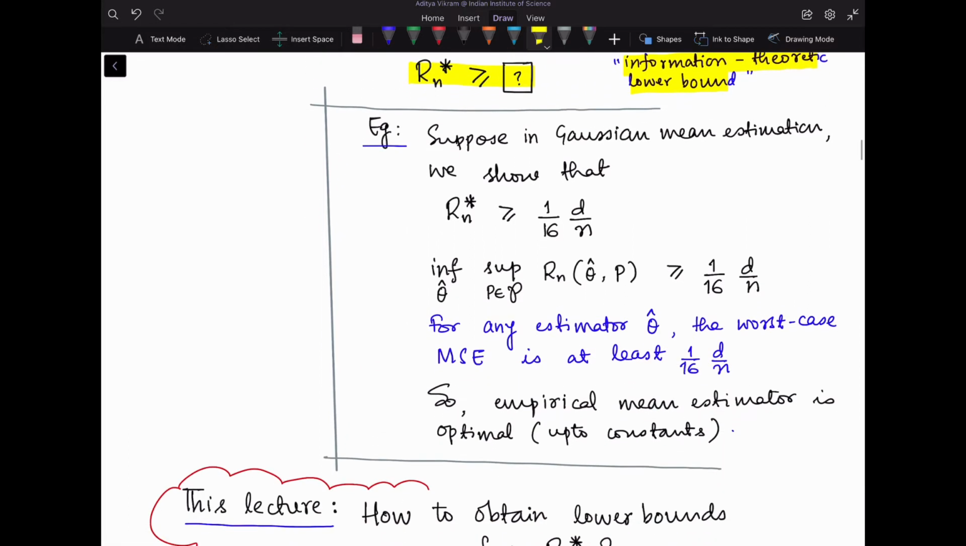Okay, so suppose in the Gaussian mean estimation problem, we show that Rn star is at least 1 by 16 d by n. Suppose we can show this. We'll later see that this is indeed the case. So for any estimator theta hat, the worst case mean squared error is at least 1 by 16 d by n. Right? So we can say that the empirical mean estimator is optimal up to constants. We saw that the empirical mean estimator has this risk of d by n, and now the lower bound says that you have to be at least 1 by 16 d by n. So we are nearly optimal with the empirical mean estimator.